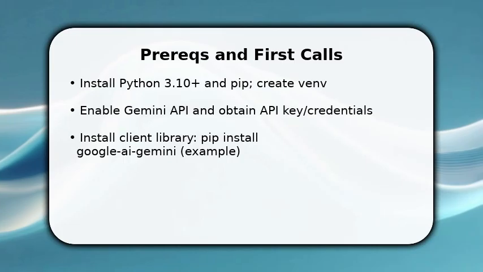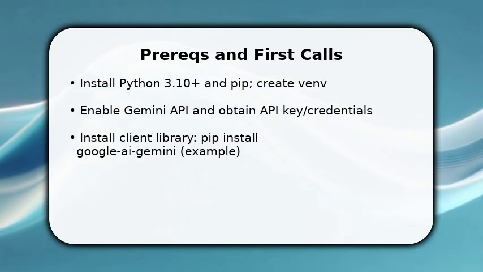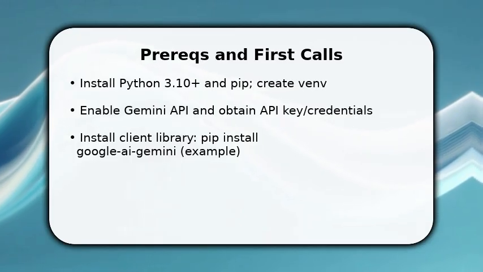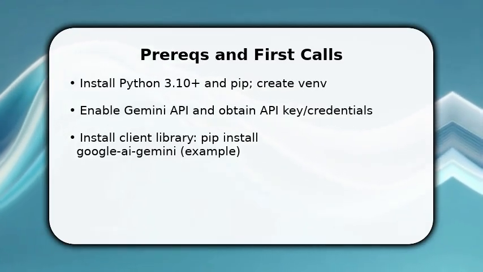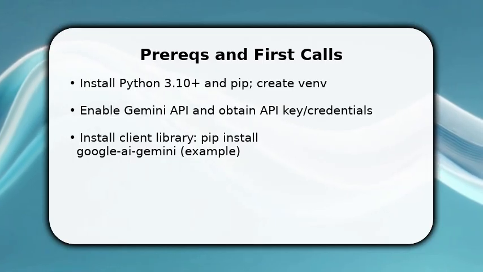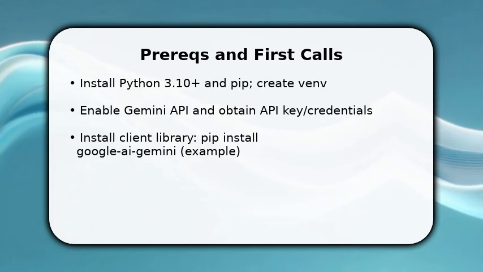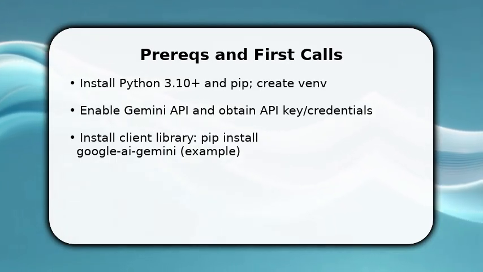You start by verifying Python 3.10 or newer and creating an isolated venv so dependencies don't clash. This prevents environment drift. Once done, enable the Gemini API in your Cloud Console and generate an API key or service account JSON. You need these credentials to authenticate.